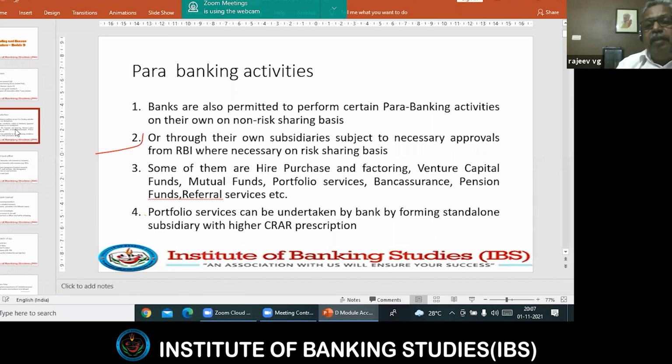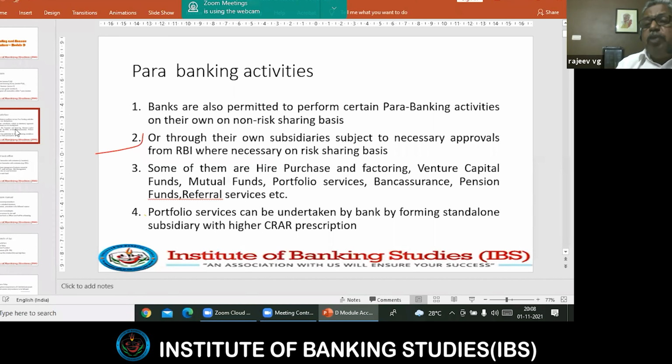Venture capital. Venture capital means certain ventures which are not tested, new ventures. Since it is not tested, nobody knows what is going to happen, what will be the fate of the particular activity or the venture. For that venture, normally the bank finance will be very difficult. In that case, capital infusion, capital support is required. For that, the subsidiaries of banks can venture into or enter into.